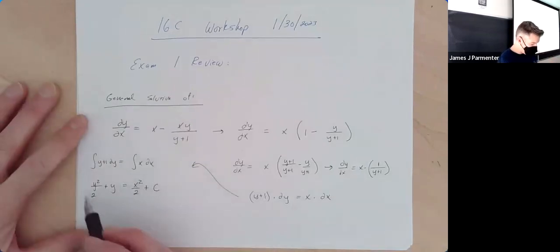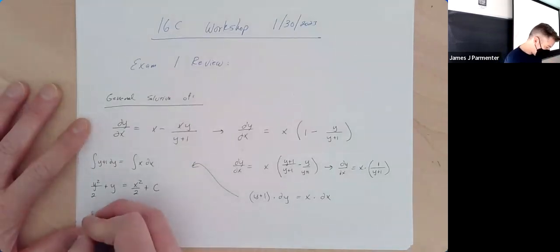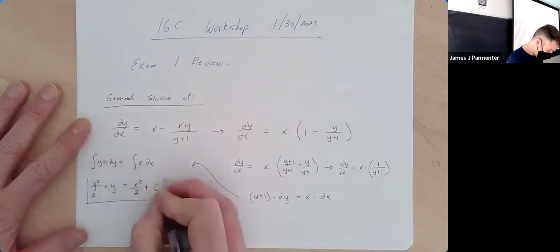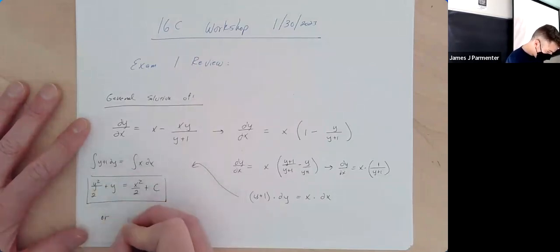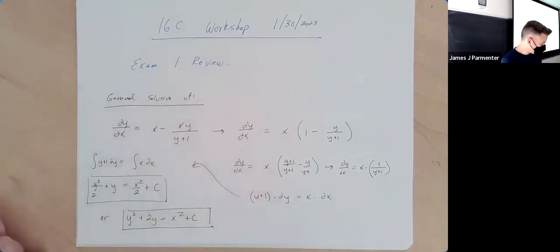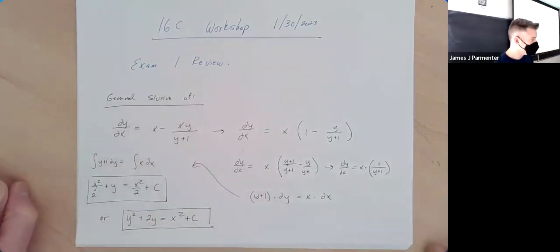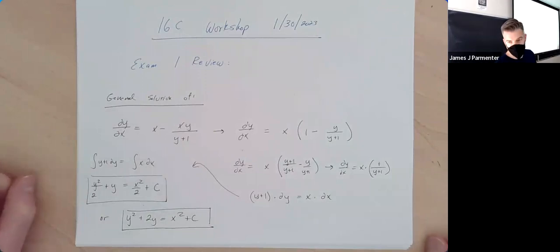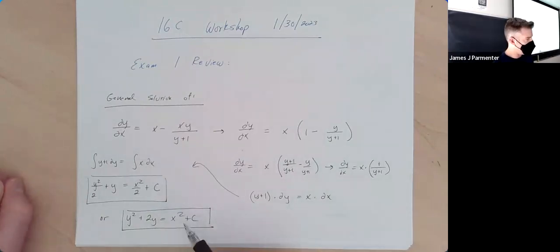The only thing I might do here is multiply everything by 2. So I might rewrite this as y squared plus 2y equal to x squared plus a new constant. That's probably where I would leave this. If you really, really want to know, we can talk about how you solve for y, but I don't think you really need to know.